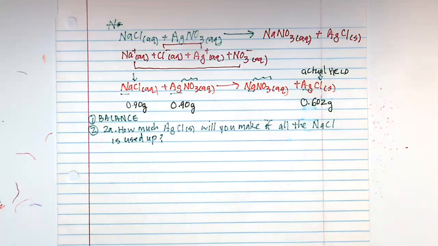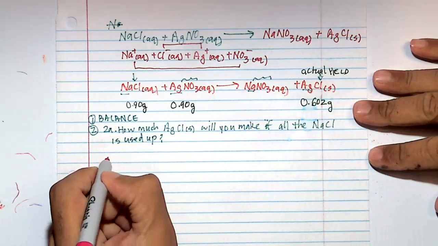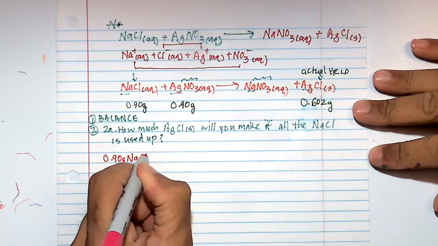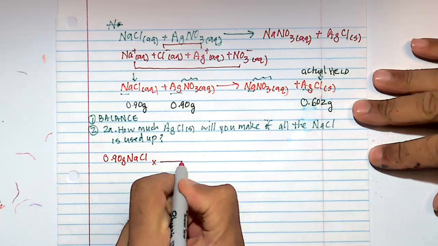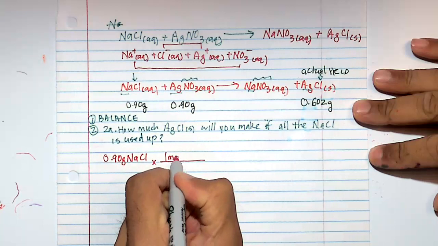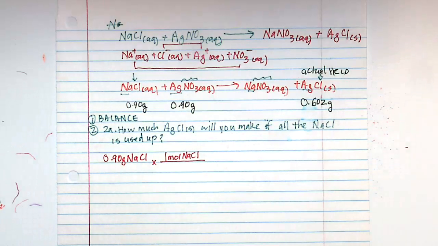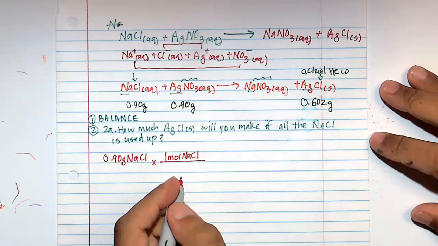So start with what you're given. We're starting out with 0.90 grams of NaCl. Let's go ahead and convert that to moles. 1 mole of NaCl has how many grams of NaCl? I was going to use Google, which I would hate using, but if you have it. I've got it over here on my paper.